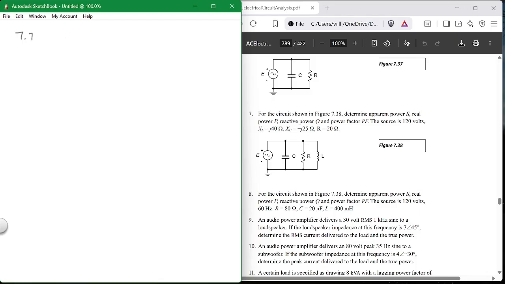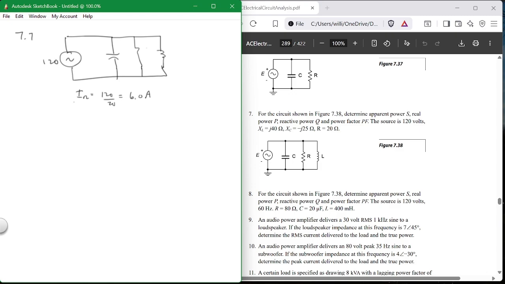So here we've got 120 volts. We've got a capacitor, we've got a resistor, and we have an inductor. And this is a parallel circuit, right? So I for the resistor is 120 over 20, or 6.0 amps, okay?